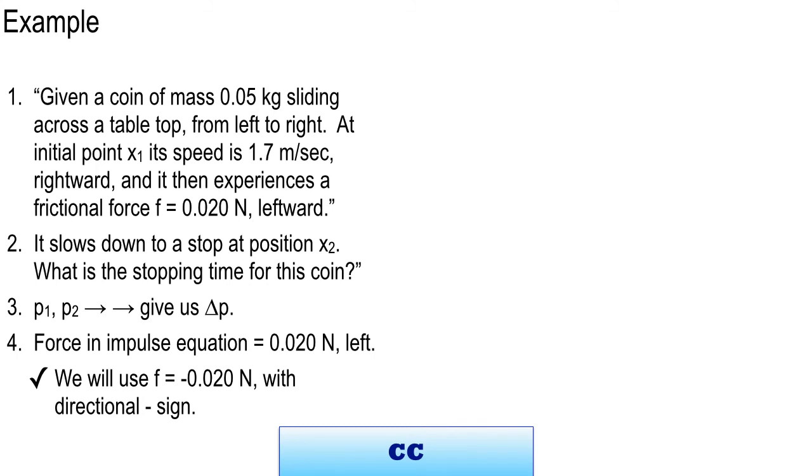All right, so there's our setup. He starts out at 1.7 meters per second, comes to a stop. His mass, the coin, is 0.05 kilograms, and that's about the right size for a coin, 50 grams. It's subject to a frictional force to the left, 0.020 newtons.